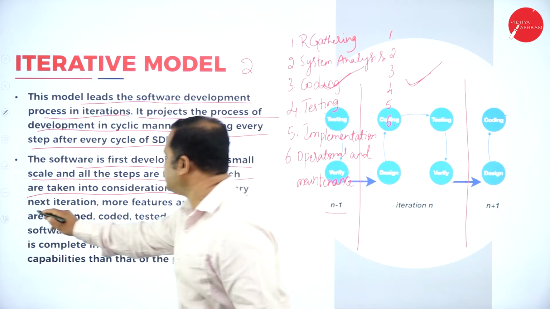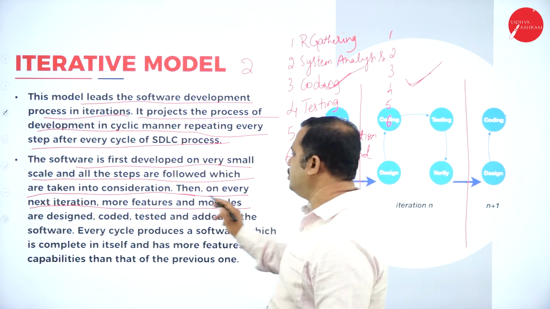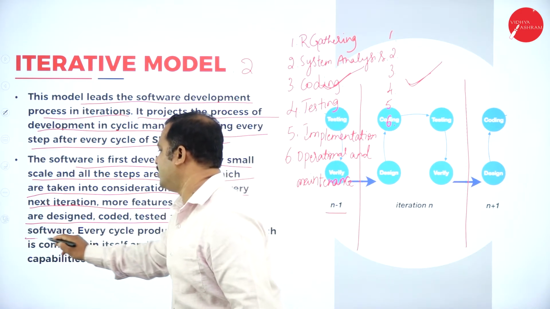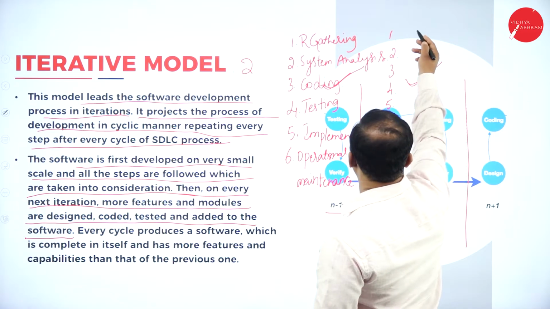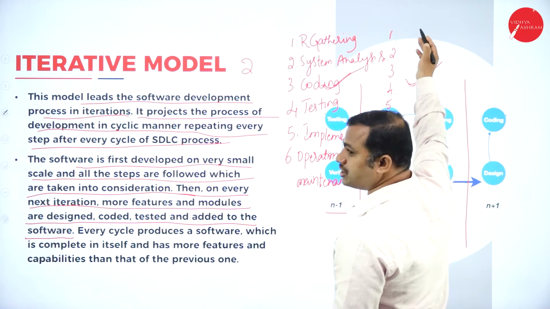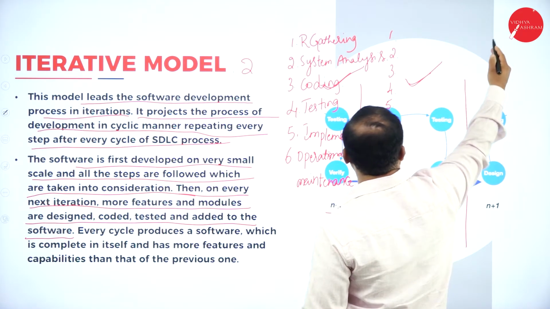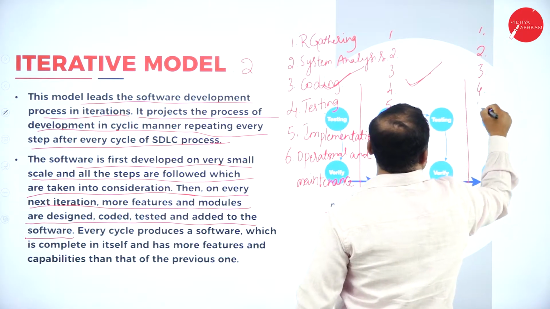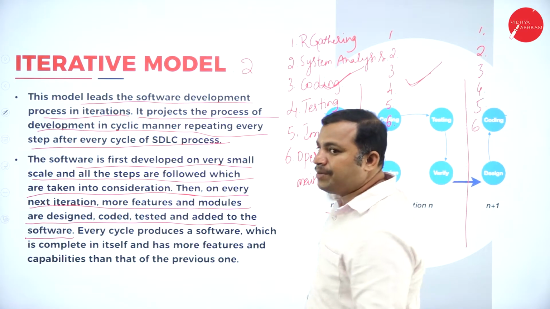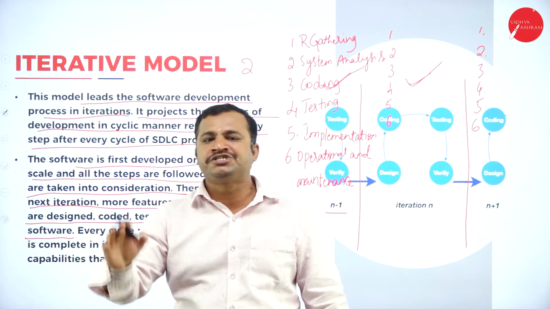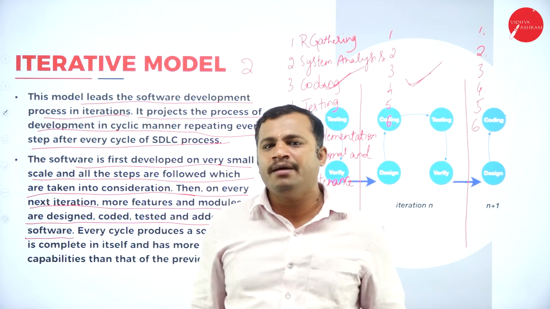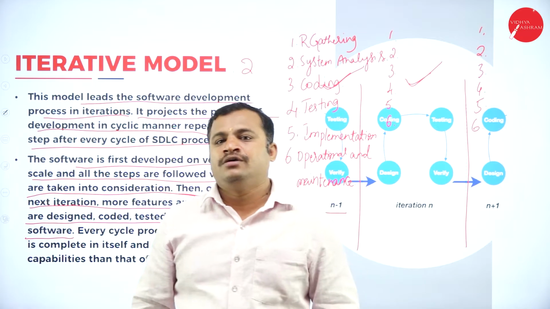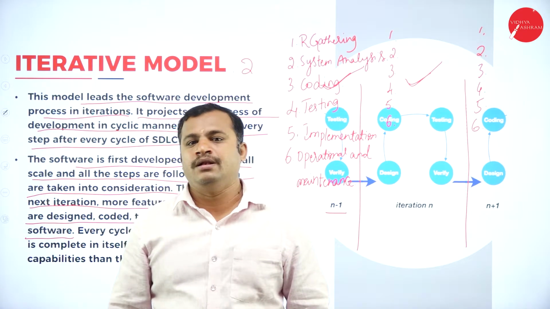Then on every next iteration, more features and modules are designed, coded, tested and added to the software. That is, if there are any changes required, we shall do it in the next iteration. Similarly, if there are any changes required, we shall do it in the next iteration. That is 1, 2, 3, 4, 5, 6. All these phases are repeated in each and every iteration. So there is no need to worry about it, similar to the worry which we have in case of the waterfall model.